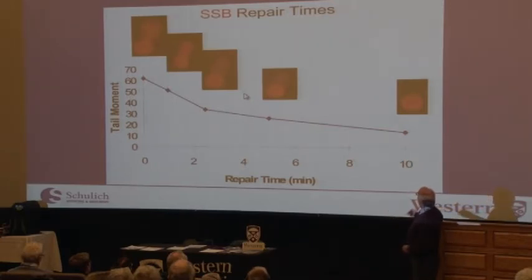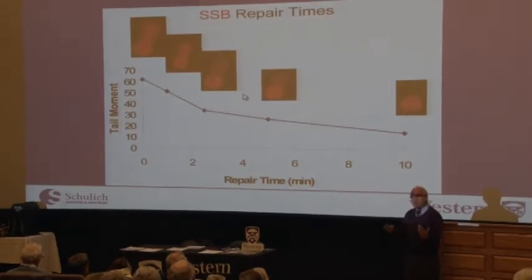So time frames on the order of 10 minutes are sufficient for single-strand breaks on the DNA to repair, which is remarkable, right before your very eyes. It's happening right now. Double-strand breaks are a little harder to repair, so the time frame goes up to hours, usually a couple of hours to repair half of the chromosome breaks, but they are repaired.